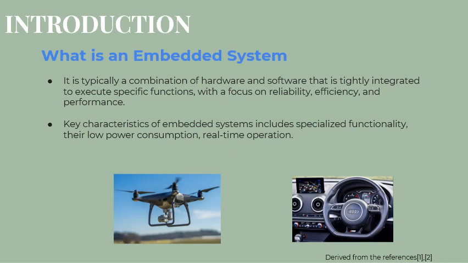Yeah, so now let's get used to some basic technologies. What is an embedded system? That's the first one. We all know what an embedded system is, right? It's a combination of hardware and software, a tightly integrated system to execute specific functions, with a special focus on reliability, efficiency, and performance. Some of the key characteristics of embedded systems are specialized functionality, as I've already mentioned, low power consumption, and real-time operation.